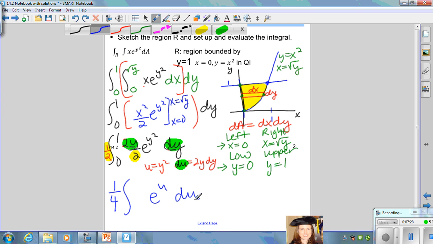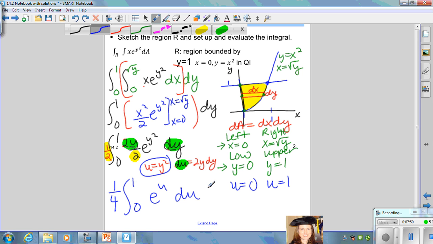Now we can adjust our bounds for u. Our lower bound for y was equal to 0. So if you are using this u substitution here, then your lower bound for u when y is equal to 0 is going to be 0. And then your upper bound for u when y is equal to 1 is going to be 1. So our bounds are from 0 to 1.